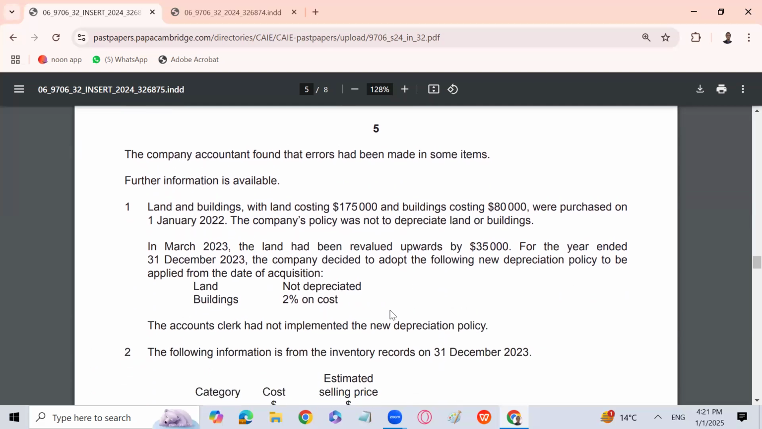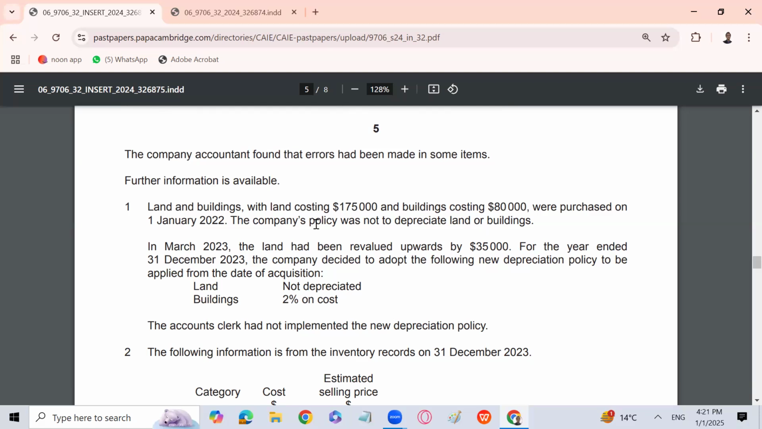The company accountant found that errors had been made in some items. Further information is available. Land and building, with land costing 175,000 and building costing 80,000, were purchased on 1st January 2022. The company policy was not to depreciate land or building. In March 2023, the land had been revalued upward by 35,000. For the year ended 31st December 2023, the company decided to adopt the following new depreciation policy to be applied from the date of acquisition: land not depreciated, building 2% on cost. The accounts clerk had not implemented the new depreciation policy.